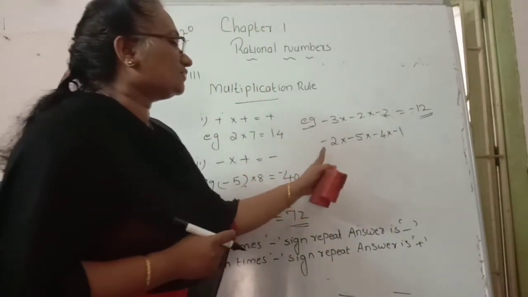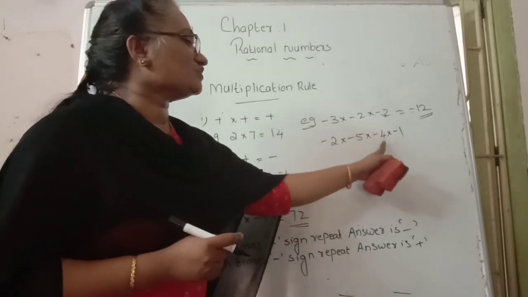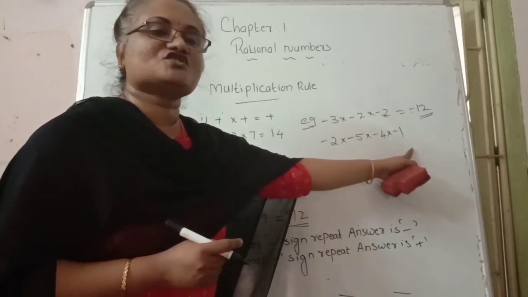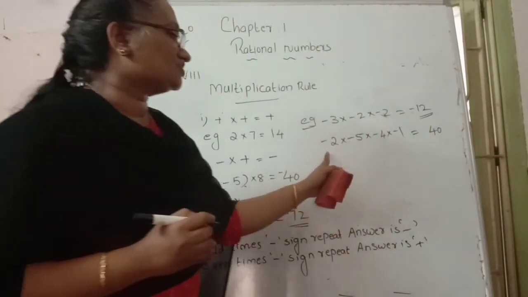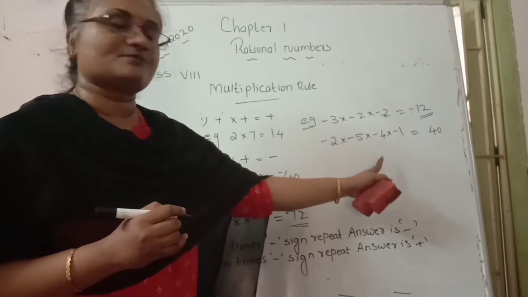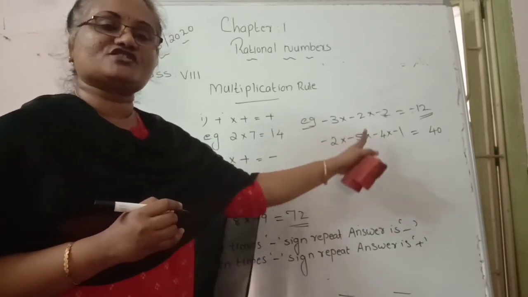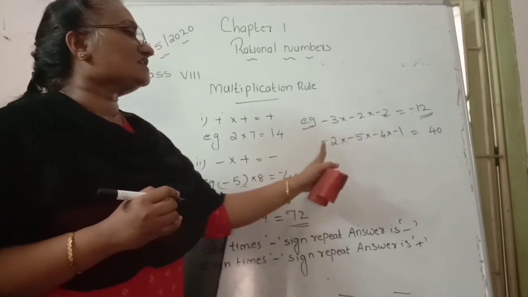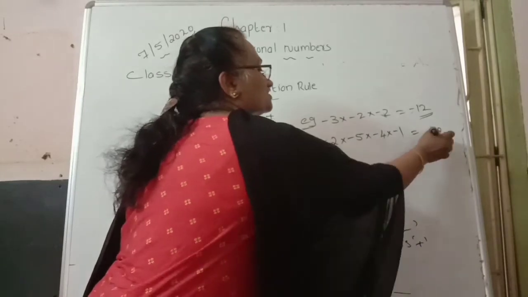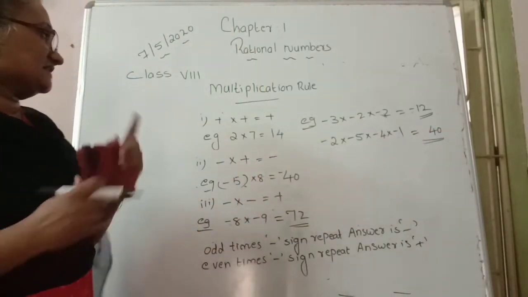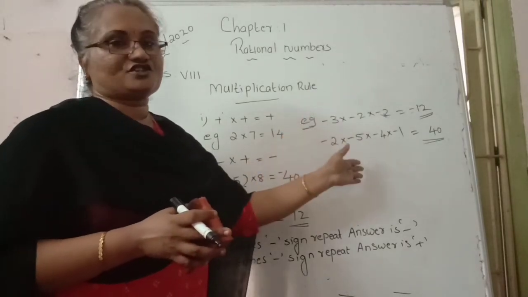So what we want to do: first we multiply the given numbers. 2 5s are 10, 10 4s are 40, 40 into 1 comes to be 40. Multiplying gives 40. Then check how many times the minus sign is repeated there. Here it is repeated 4 times. Is 4 an odd or even number? 4 is an even number. That's why our answer becomes positive. 40 is our answer. This is related to our multiplication rule.